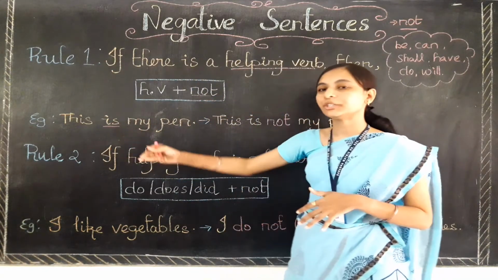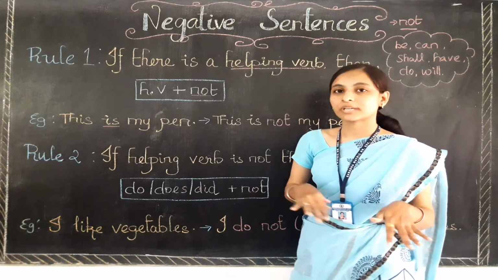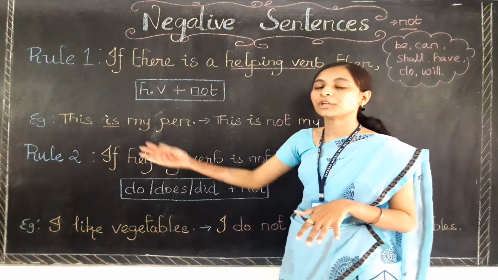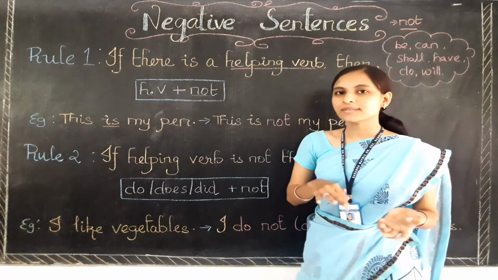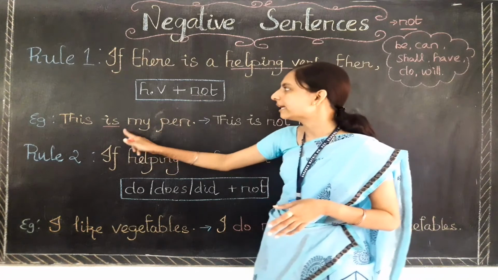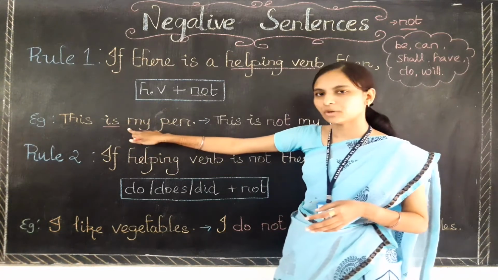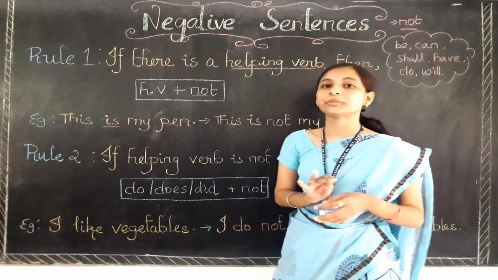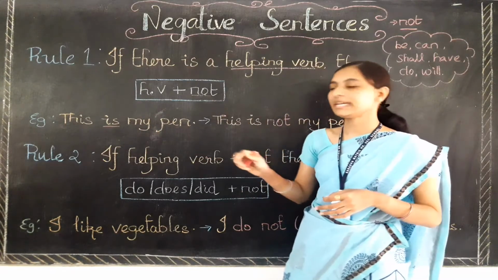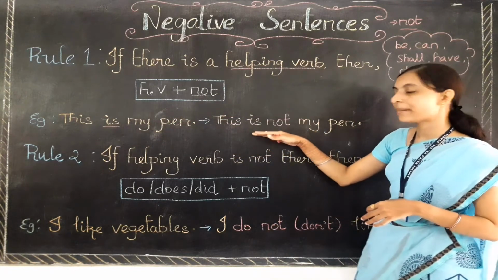So now we are going to change this sentence into a negative sentence. This positive sentence we are going to change into a negative sentence. How? By simply adding not only, because the helping verb is already there. So next to the helping verb, in between, we are going to add not. See, now this sentence will become a negative sentence like this.